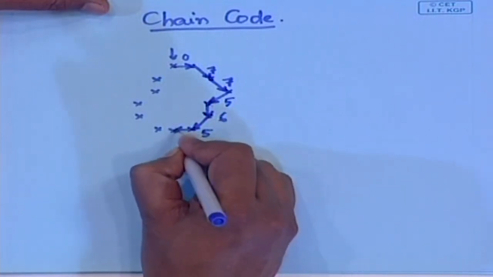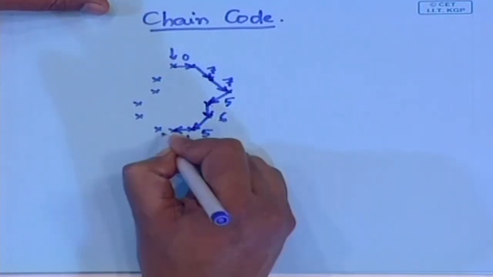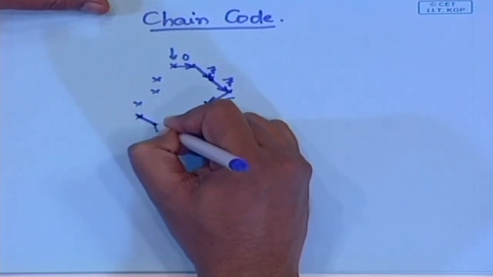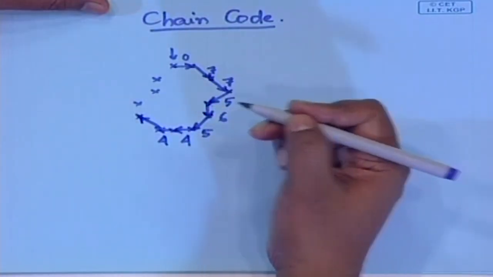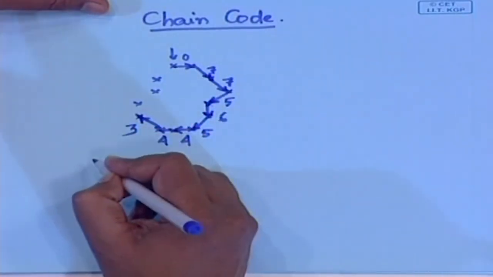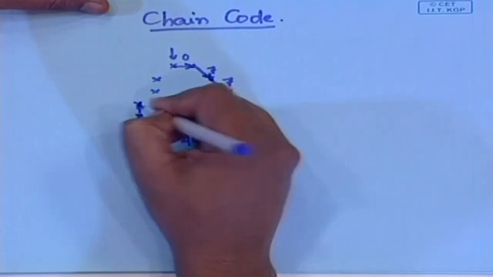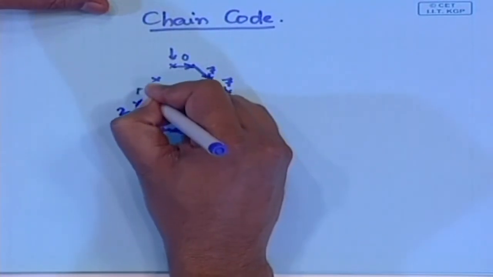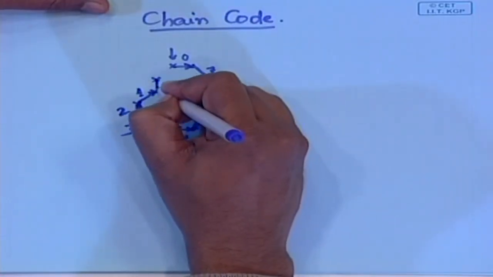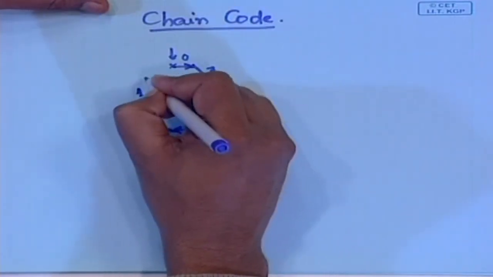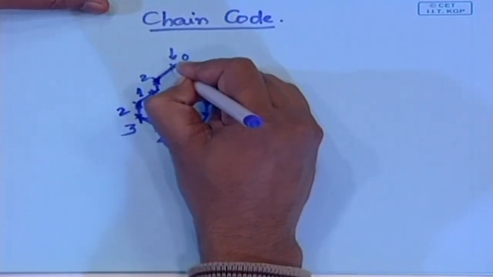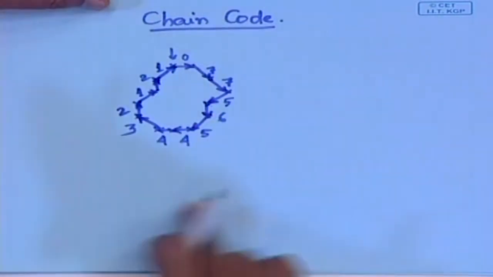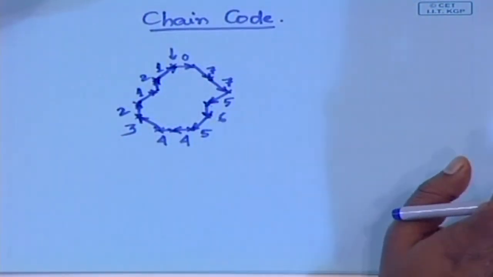Then in the west, which is coded as 4. One more west, which is again coded as 4. Then I have northwest, which is coded as 3. Then I have movement in the north direction, which is coded as 2. Then I have northeast, which is coded as 1. Okay. Then again I have movement in north, which is coded as 2, and then again a northeast, which is coded as 1. Okay. And this completes the tracing of the entire boundary.